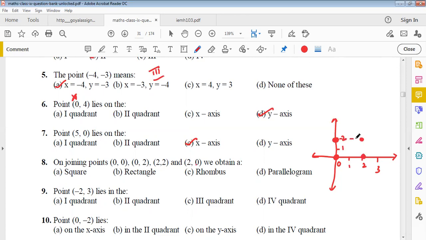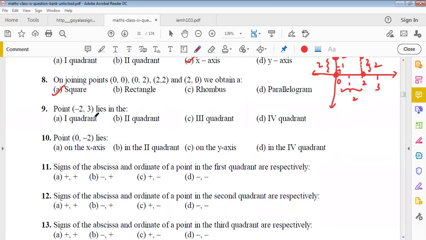Now mark all this and join. When you join, if you see here the distance is 2 units and here also 2 units, and this also 2 units and this also 2 units, it means all the sides are equal. And each angle is 90 degrees because we know that the xy axes make 90 degrees. So it is a square.